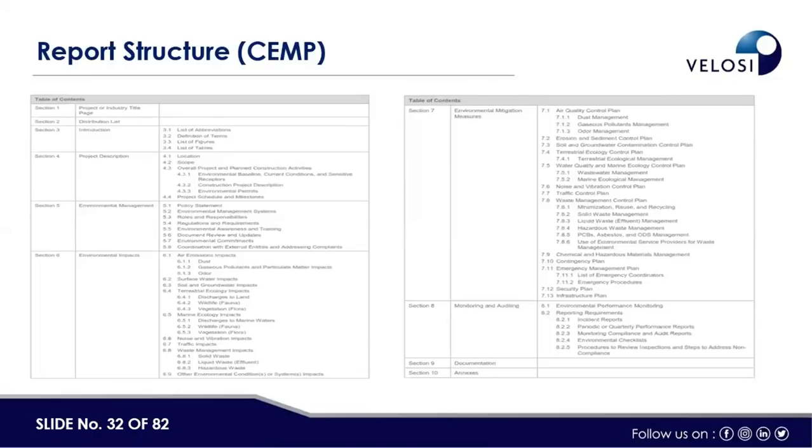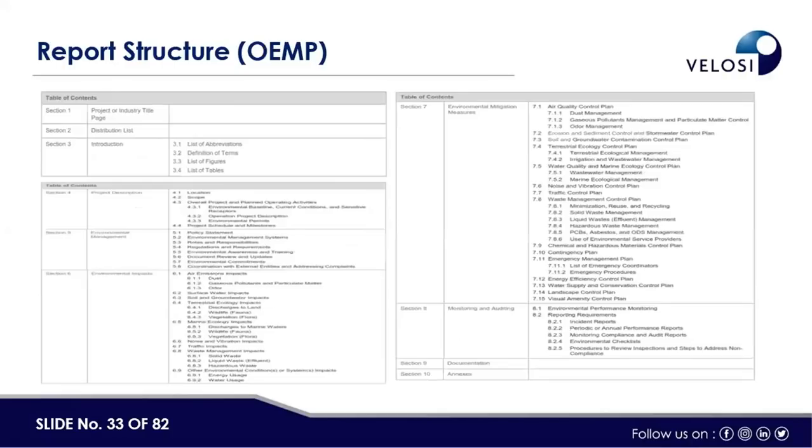Then monitoring compliance and audit reports. Environmental checklist that must be implemented during the life cycle of the project. And then procedure to review, inspection, and step to address the non-compliance. If there is any non-compliance that we found during the implementation and during the inspection, then we have to develop a procedure for how we should review or how we have to address the non-compliance. And the next one is the documentation, that what minimum documents we have to require for implementation and the record as well.